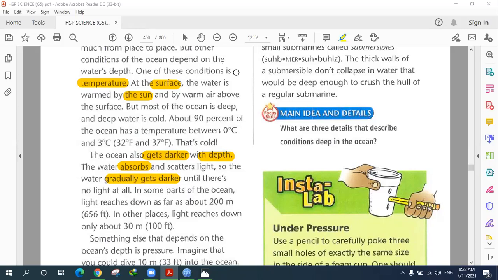Okay. So we have temperature and light. Those are two important factors that we find changing with depth in the ocean. The last thing is actually the pressure. Can you imagine if the pressure increases or decreases?